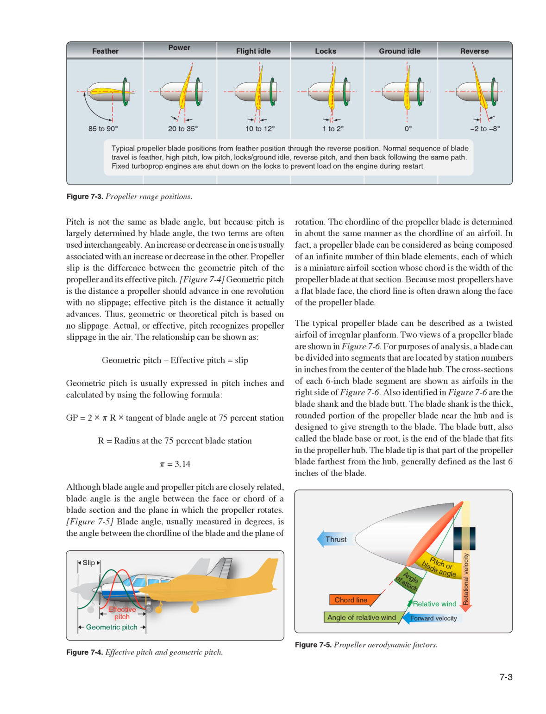Geometric pitch is usually expressed in pitch inches and calculated by using the following formula: GP equals 2 times pi times r times tangent of blade angle at 75% station. r equals radius at the 75% blade station. Pi equals 3.14.